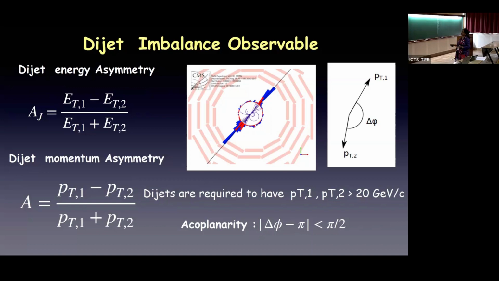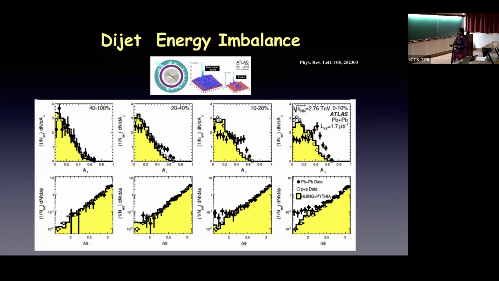When I say subleading jet, it means the leading jet will have a certain transverse momentum, but both the jets should have momentum greater than 20 GeV/c, though it also depends on the experiment. The minimum should be, let's say, 20 or 30 for the subleading jet, and this delta phi should be greater than pi by 2. So you can define dijets in terms of energy or in terms of momentum. Both of them essentially reflect the same physics phenomena.